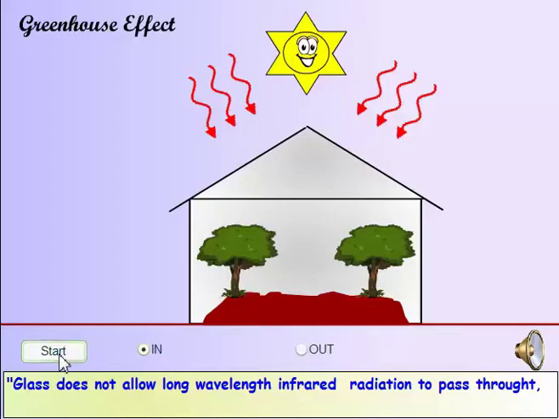The glass house allows visible light of short wavelength in. The plants and the soil get heated, and the longer wavelengths of the infrared radiation are unable to go out through glass. The trapping of this heat results in a higher temperature inside. The heat, which would have been normally lost by convection, is retained.